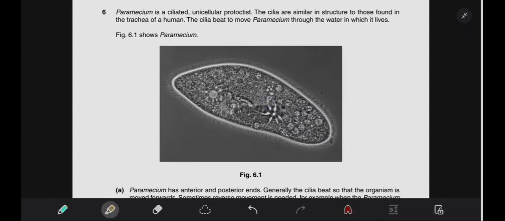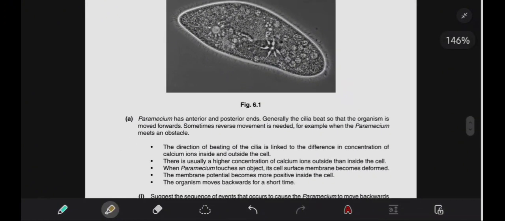Paramecium is a ciliated unicellular protoctist. The cilia are similar in structure to those found in the trachea of a human. The cilia beat to move paramecium through the water in which it lives. Figure 6.1 shows paramecium.